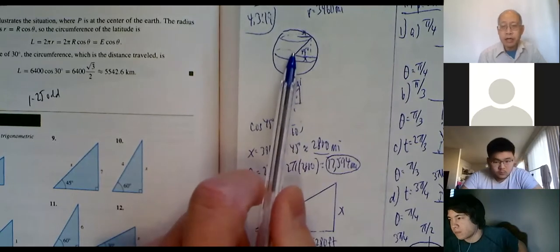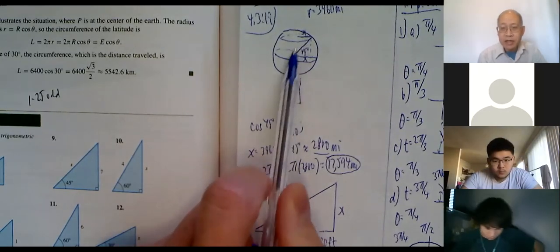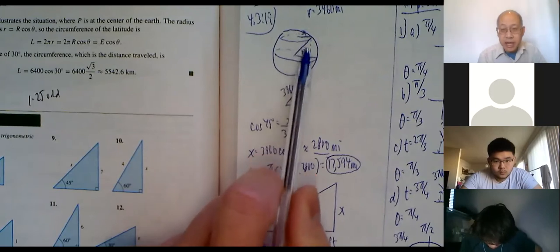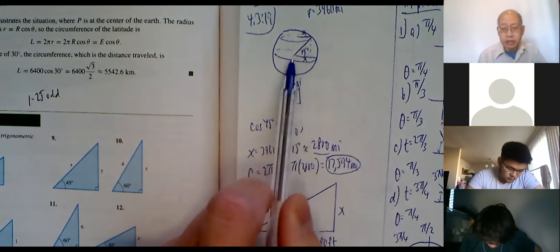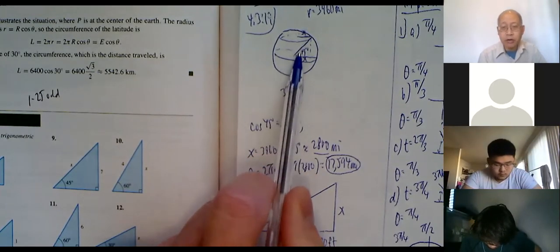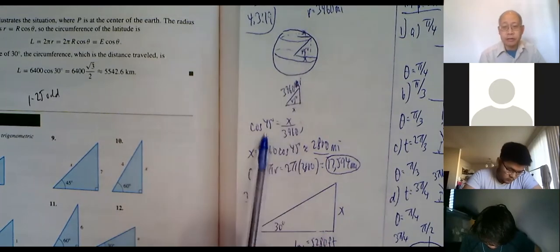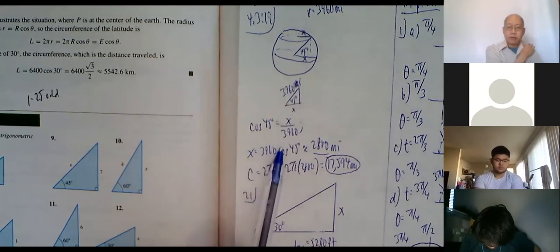Okay, so here's the picture again. 45 degrees north means that. This is the new radius, x. I bring that over here so I can get this picture. And then the cosine of 45 is the adjacent over the hypotenuse. So that led me to what I needed. Okay.